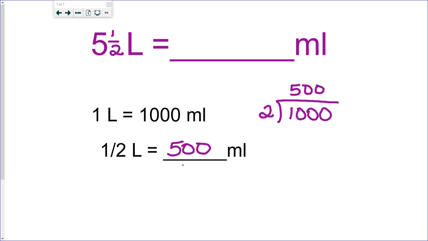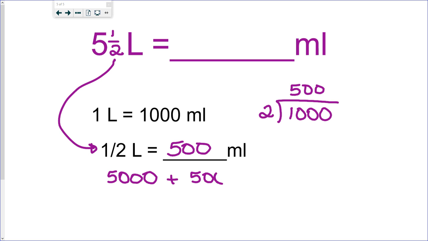Why do we do that? Because that's going to be important for this part here. I need to remember this when I have something like 5.5 liters. So I know 5 liters would give me 5,000 milliliters, plus my 500 milliliters that I have for a half a liter, and then that would give me 5,500.